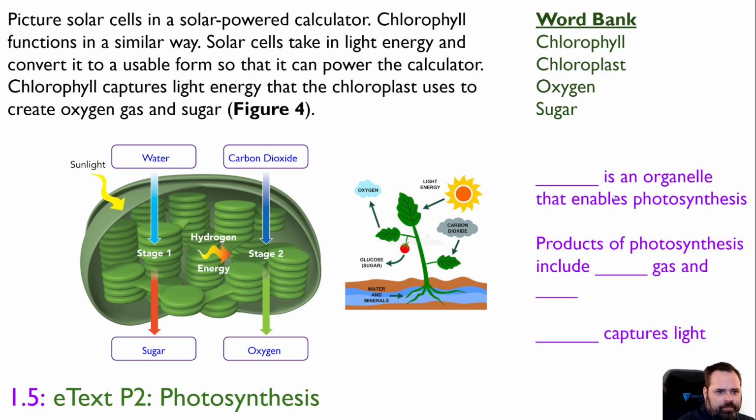Word bank. Okay, so we've got chlorophyll, chloroplast, oxygen, and sugar. Blank is an organelle that enables photosynthesis. The products of photosynthesis include blank gas and blank. Blank captures light. I'll give you a second to fill those in.